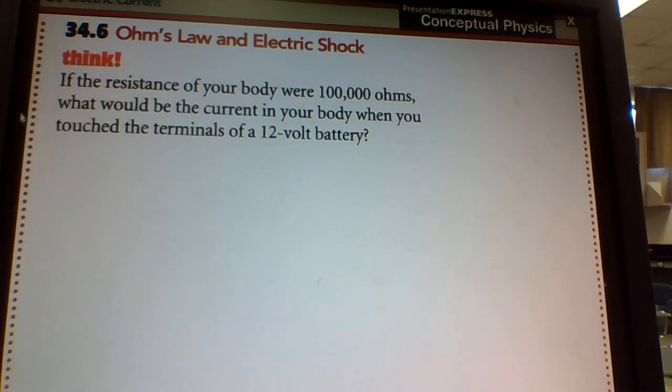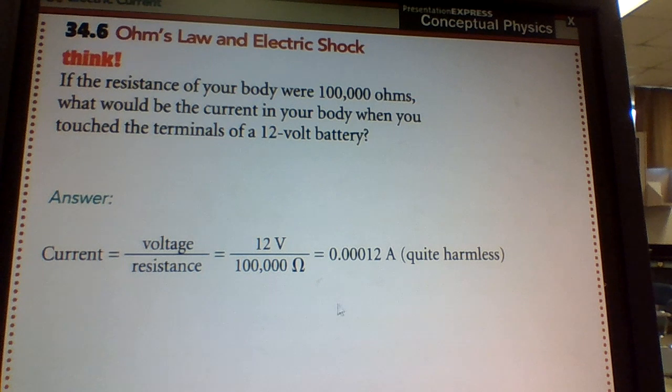So if the resistance of your body was 100,000 ohms, what would the current in your body be if you touched the terminals of a 12-volt battery? You're going to take 12 divided by 100,000, and it's not much. That was way below our 0.001, which we felt, but was pretty much harmless.